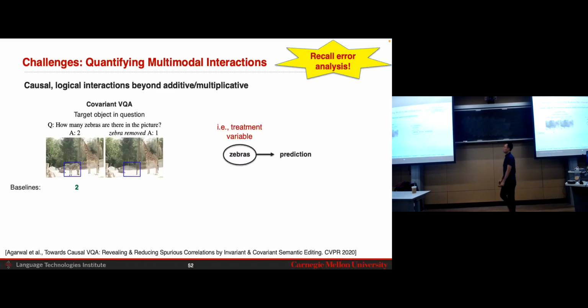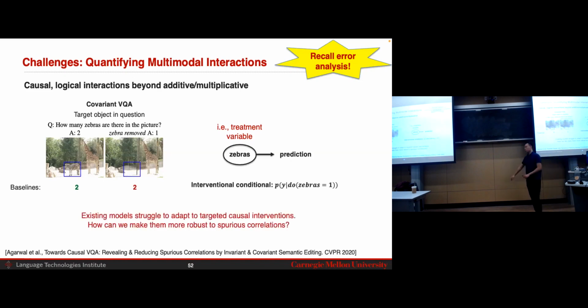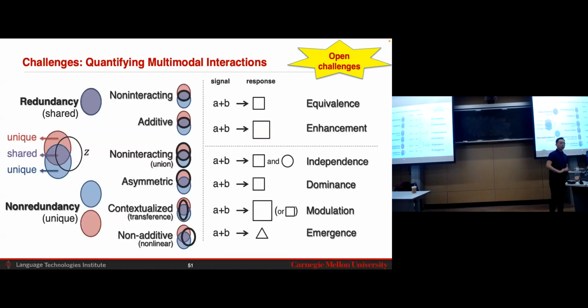Another big challenge: cross-modal interactions beyond just additive or linear or non-linear. There are things like causal, logical interconnections. We've seen a little bit in reasoning, right? How do you better quantify these in your models? Still a big open question, right? Two modalities can interact with each other in a causal way, in a logical way, beyond just all of these additive or linear ways.